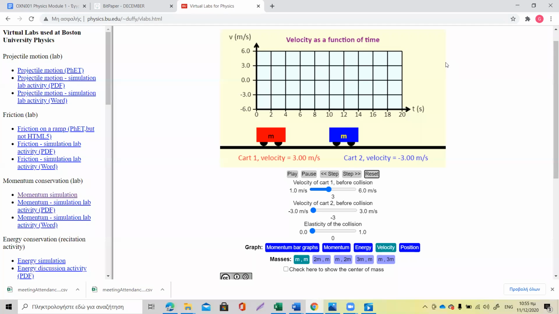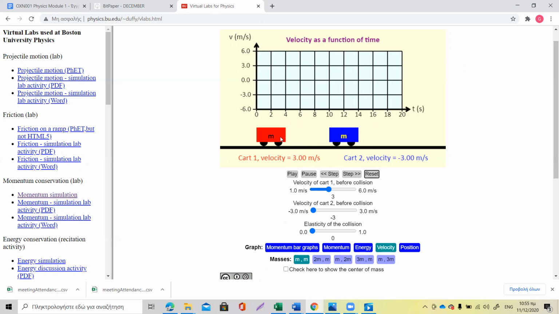Hello again. Here we have a new simulation regarding momentum and collisions. We have two cards, card 1 and card 2, and we can adjust their masses, their velocities, the elasticity of the collision, and work on the way they behave.